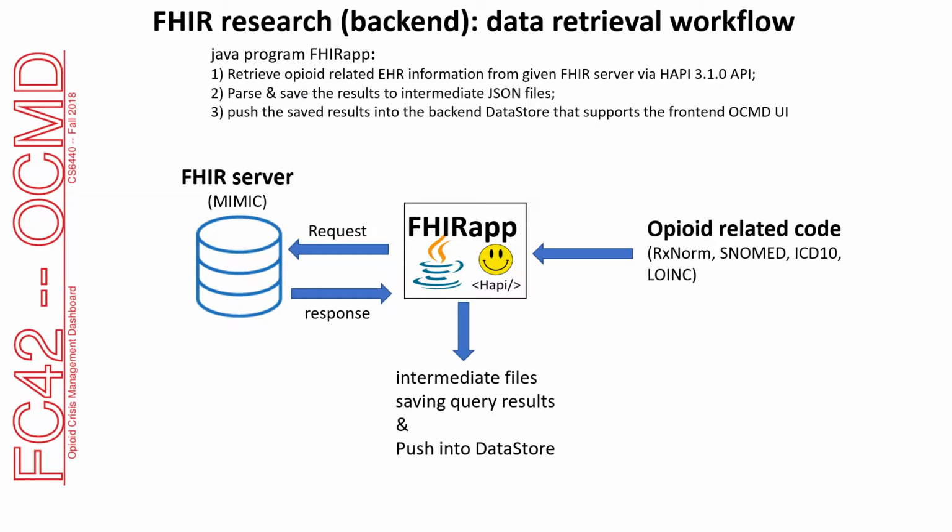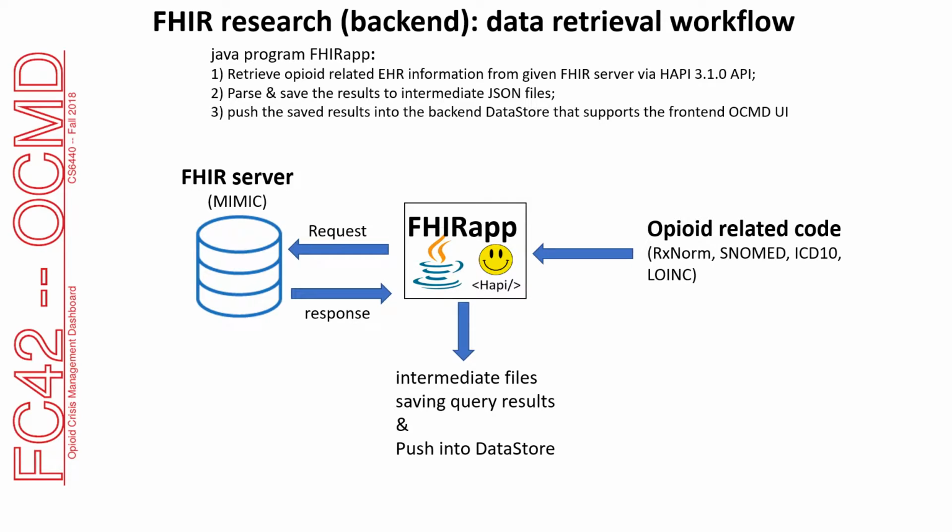As described in the design, one of the backend components of our OCMD app is the data retrieval from a file server. This is achieved with our Java program, File app, that is built upon HAPI FHIR. The basic workflow is that the File app takes the opioid-related code as input, retrieves the corresponding EHR records from the file server. For our prototype, we're using the MIMIC server.